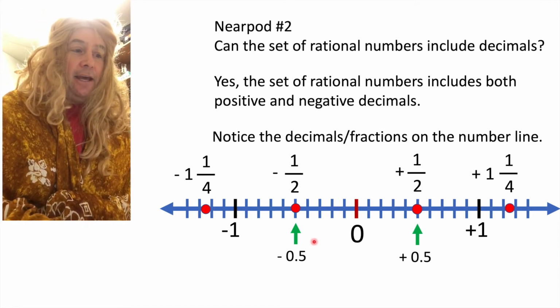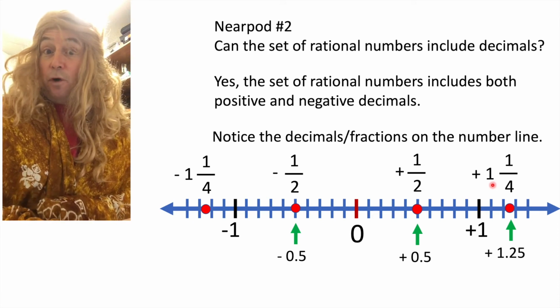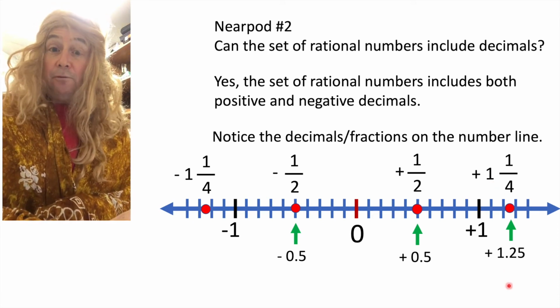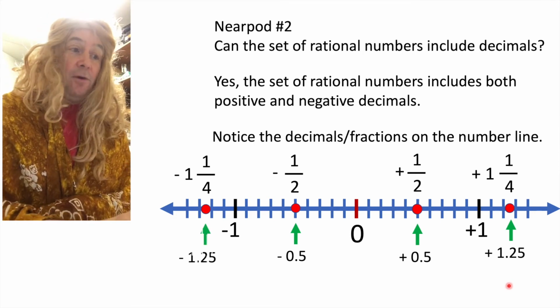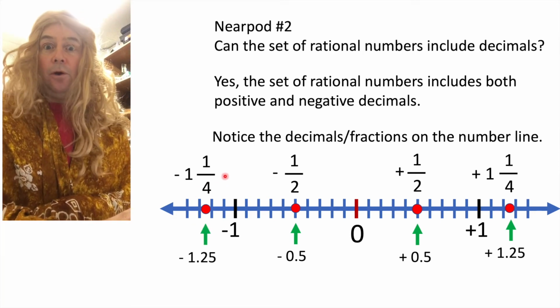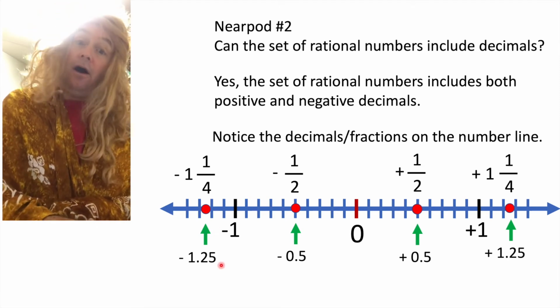Okay, and then you can say, well, if we have a positive 1 1/4, that would be a positive 1 25/100. And likewise, if you had a negative 1 1/4, you could have a negative 1 25/100, huh?